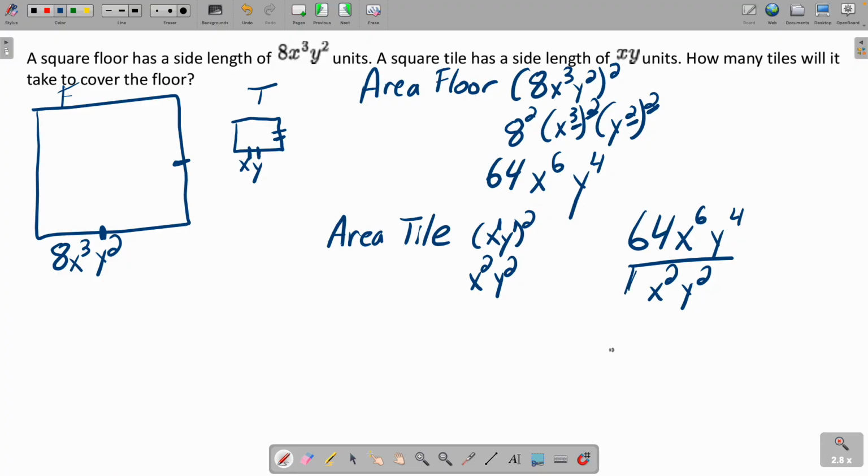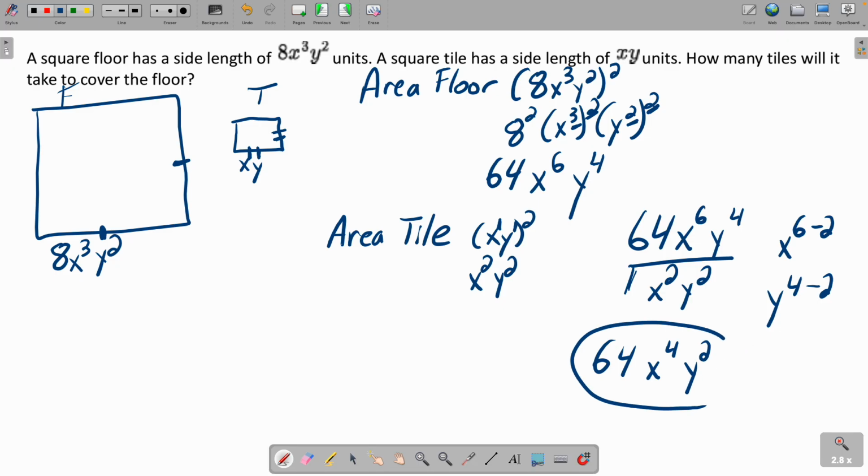64 divided by 1 is 64. When we divide, we subtract the exponents. So for our x, the numerator was 6, denominator was 2. So that would get me x to the 4th. For my y, the numerator is 4, denominator is 2. So I take 4 minus 2, which would get me y squared. So this would be how many tiles we would need to fill up that area.